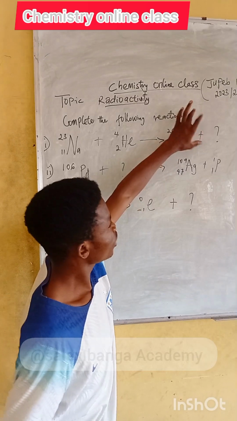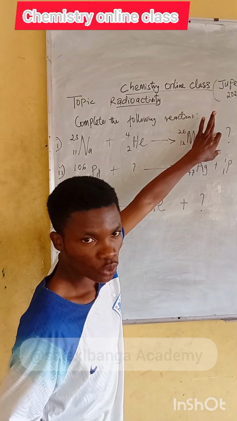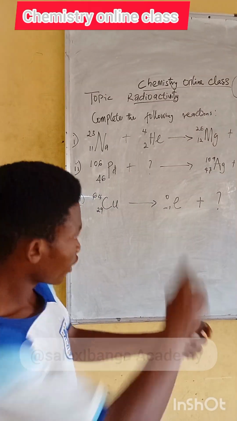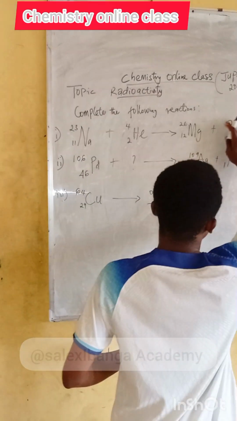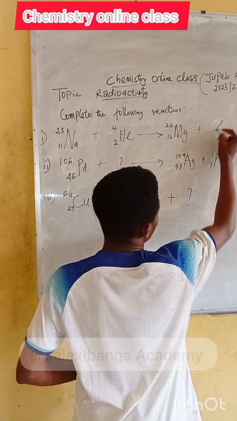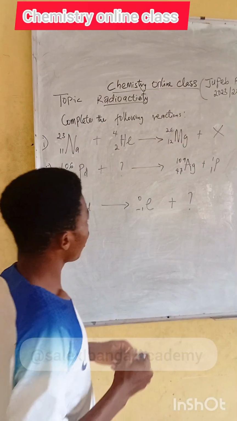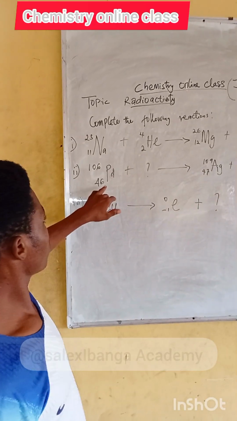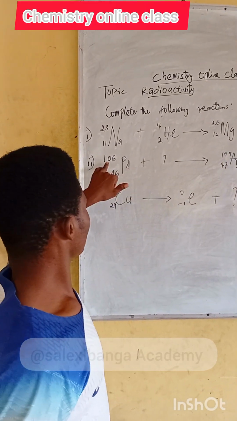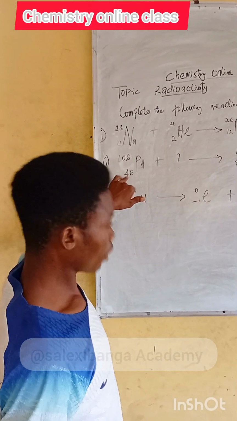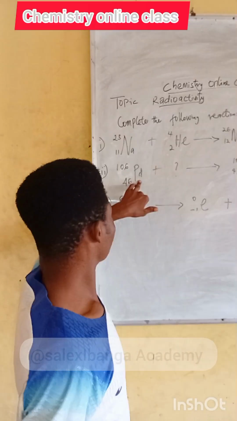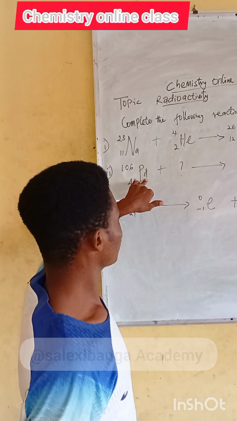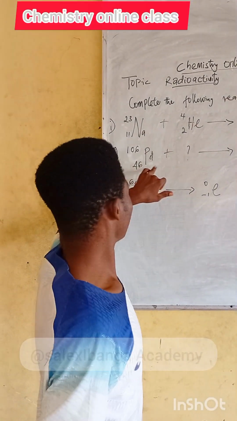In this question, we are asked to complete this place. Here is unknown, so I can assume that place will be x. Let this place be x because I'm looking for x. The same thing here: this one is atomic mass, this is atomic number. This element is called palladium.